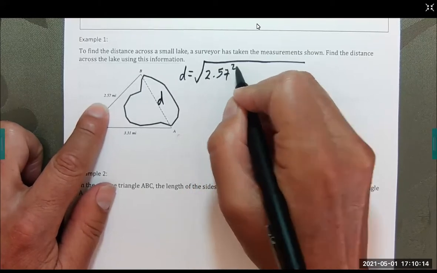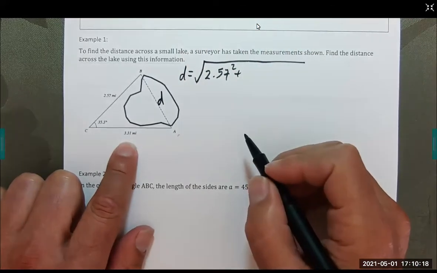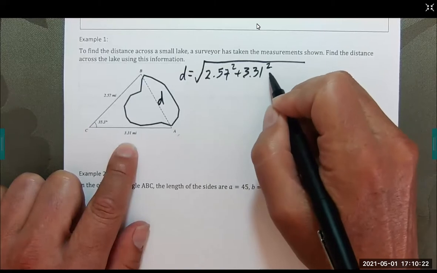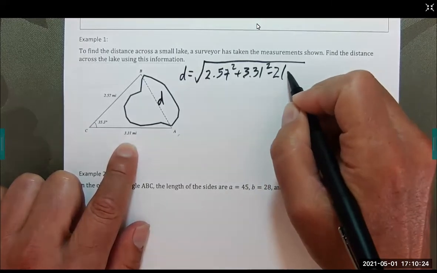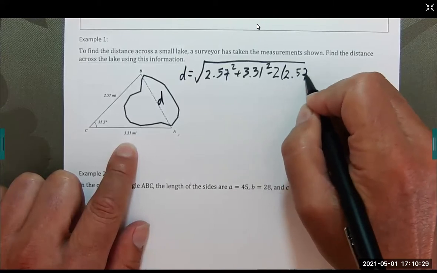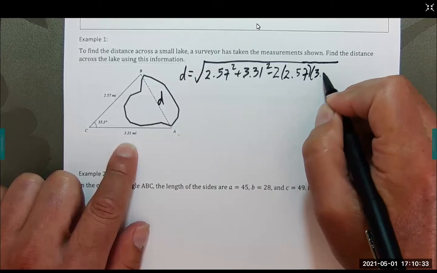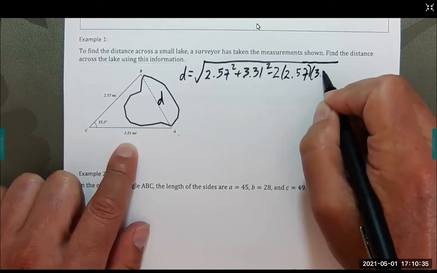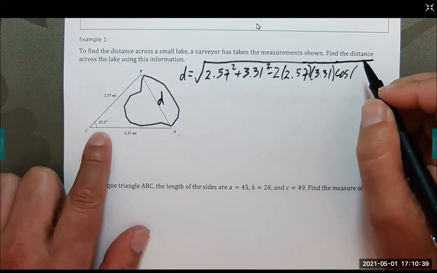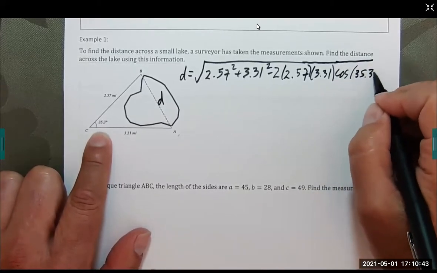2.57 squared plus the other side 3.31 squared minus 2 times 2.57 times 3.31 times the cosine of our angle, 35.3 degrees.